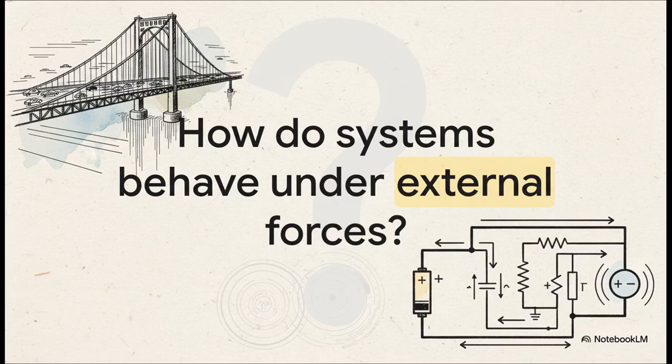Just think about a bridge, right? It's got traffic rumbling over it all day long, or a circuit with a steady voltage coming from a battery. These systems are never just sitting still. They're under constant external pressure. So how in the world do we model that? How do we predict what's going to happen? That's the exact puzzle we're going to piece together today.